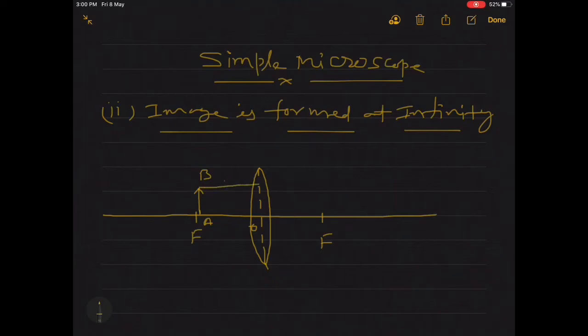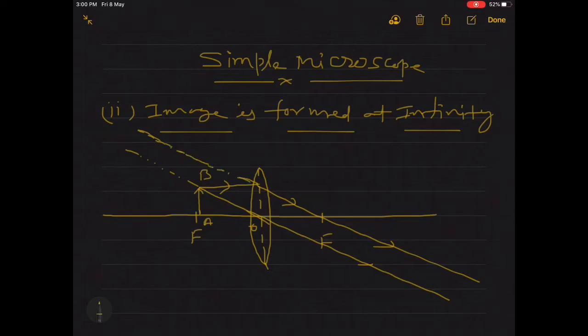The first ray we are taking parallel to the principal axis. This ray will pass through the focus after being refracted through the convex lens. If you produce it backward, you will get the dotted line like this. The second ray we are taking passing through the optical center, and you can see these two rays are looking like two parallel lines.